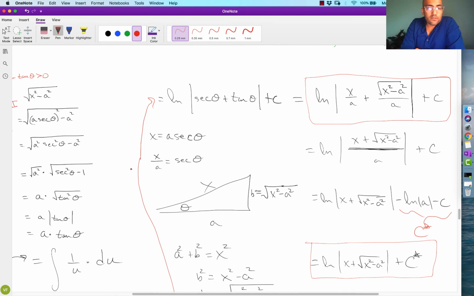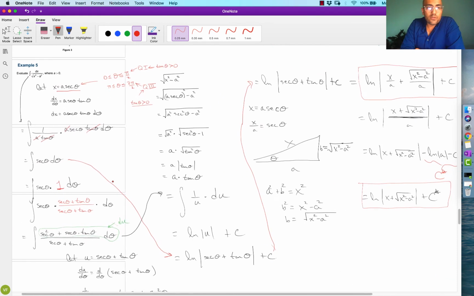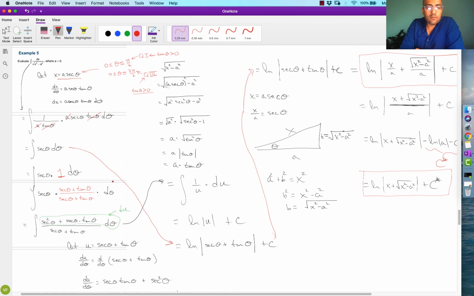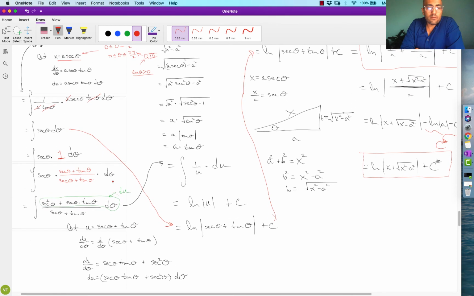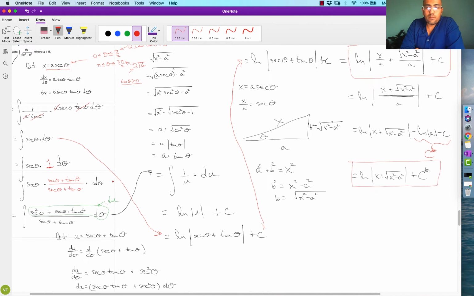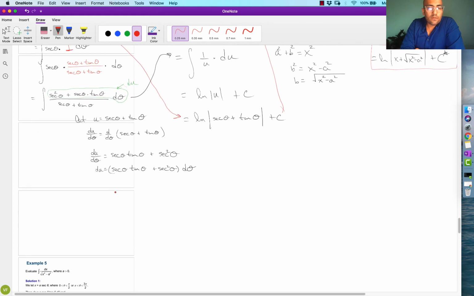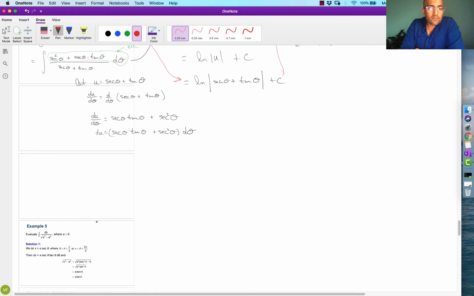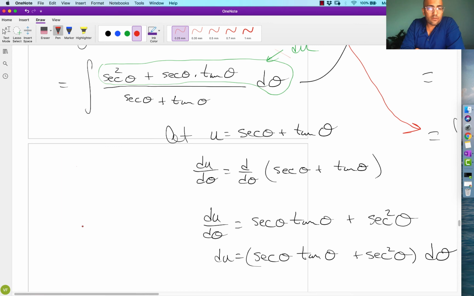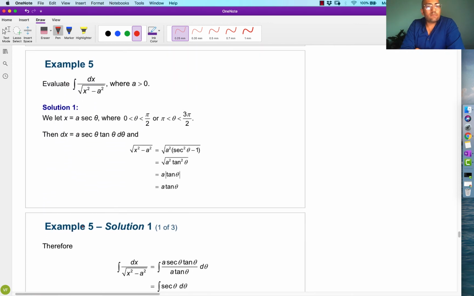Okay, let's see if I can zoom out and get a nice little shot of the whole thing. Just barely. Cool. All right, so let's see if the author agrees with me. Did I do it right? Let's see.